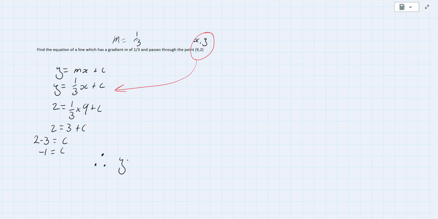Therefore, y equals 1/3 x take 1. Okay, y equals mx plus c, and again, we have a negative y-intercept, so instead of saying plus negative, it's just going to become take away 1. The question gives us what the gradient is, so substitute that straight in, and we leave our y and our x as our letters.